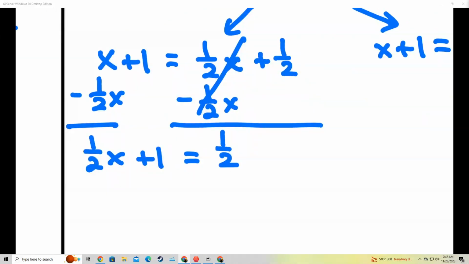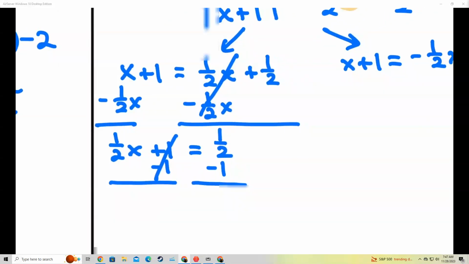Similarly, let's go ahead and subtract. Similarly, if you subtract 1 from both sides, if you have half and you take away a full, then what you're left with is negative 1 half.